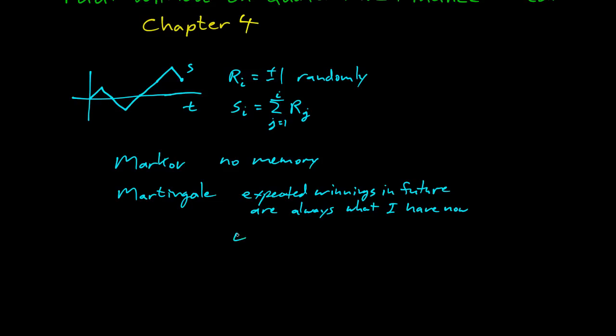You can write that mathematically. So the expected value of S_j given S_i, where i is less than j, equals S_i. So j is the future, i is the present. Whatever I have now, I expect every time in the future to have the same value of winnings I have now. That's related to it being a fair game. All right, so these are two of the properties that this simple random walk has.